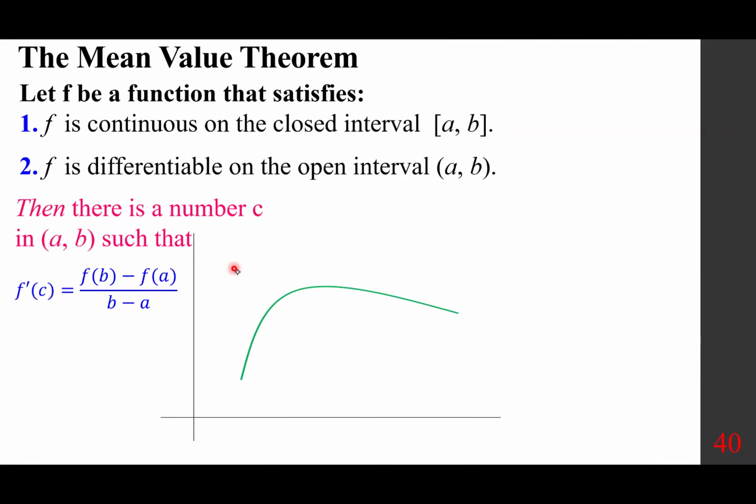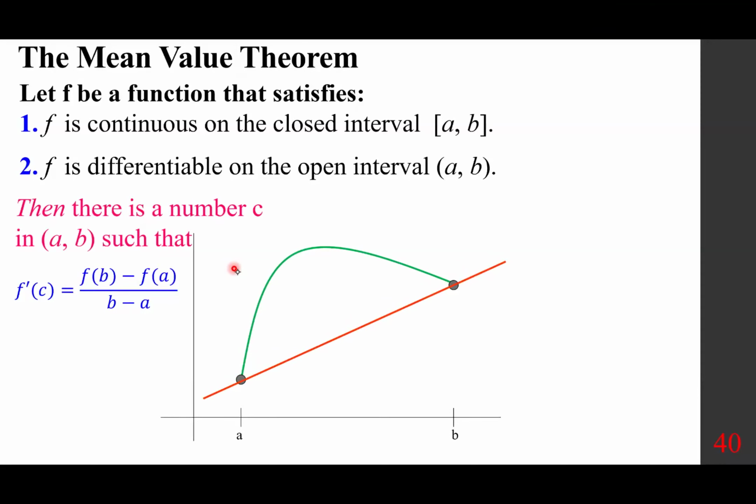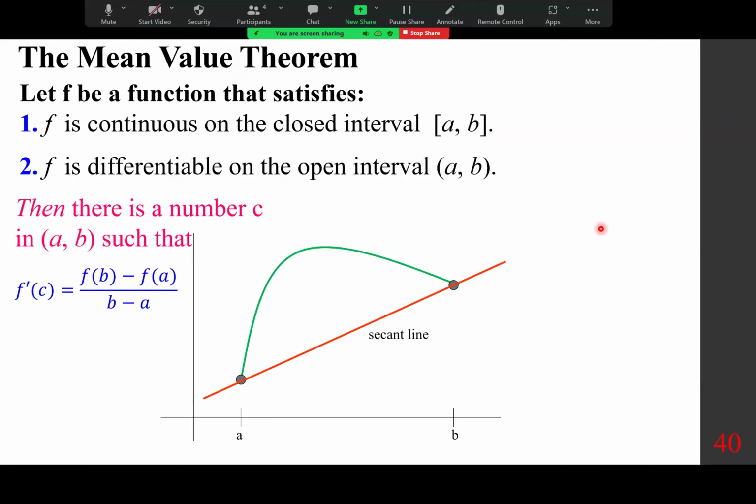The meaning is this. Here's some curve, and here are the 2 points. We connect them. Let's call them A and B. Let's connect them. This line that connects the 2 points on a curve has a name, it is called the secant line. This line is called the secant line.